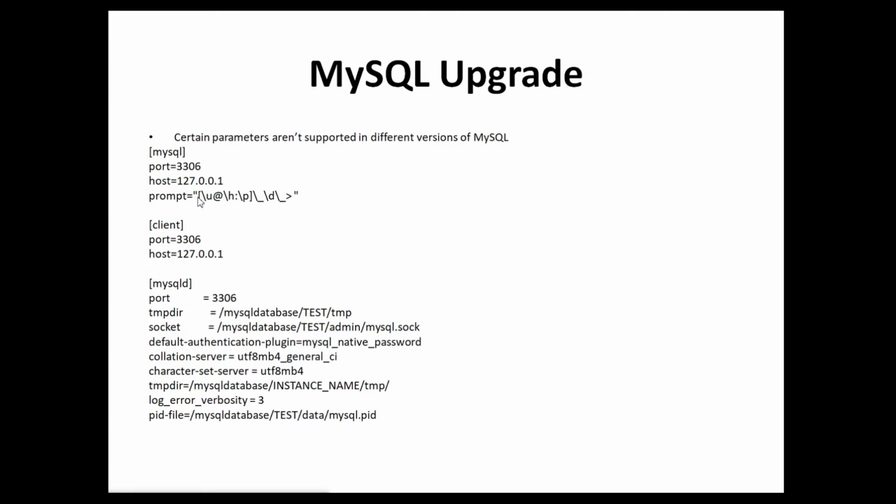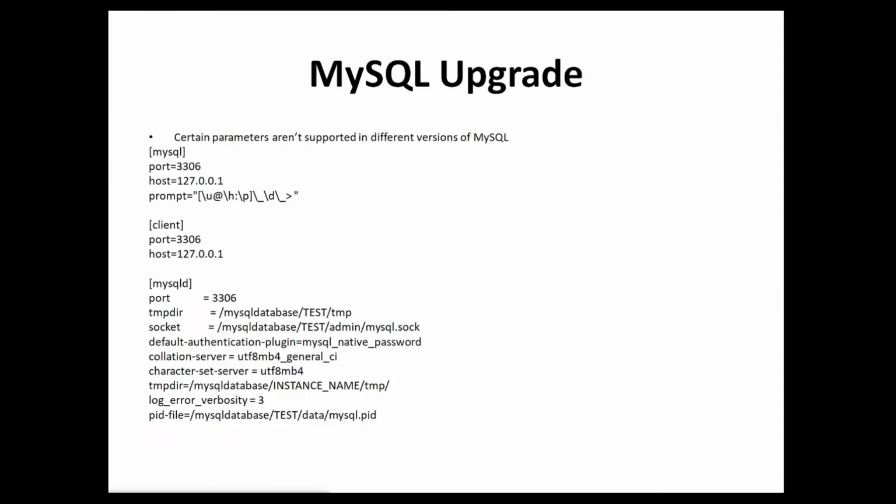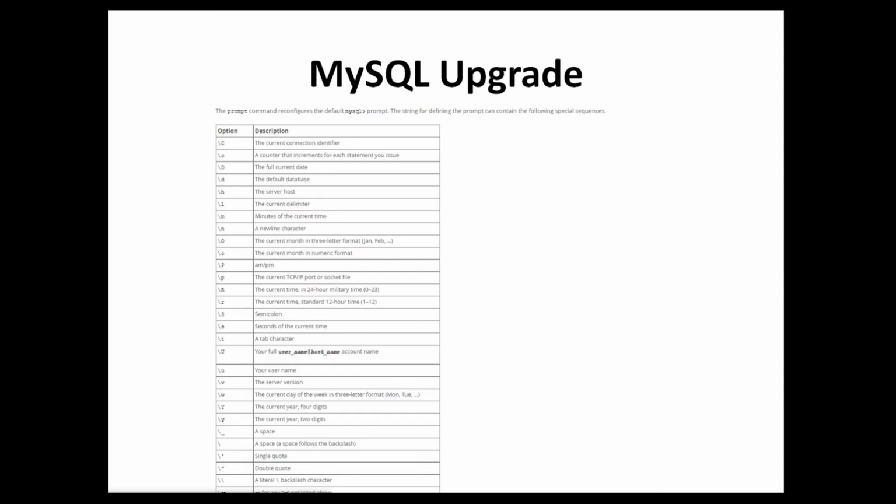You can put this in your MySQL 5.7 also, that's not an issue. But why am I putting this, what does this indicate? These indicate \u as the username from the user you are connecting to your MySQL, then \h denotes the server host, then \p the current TCP/IP port or socket file, and \d which is the default database which you are using.